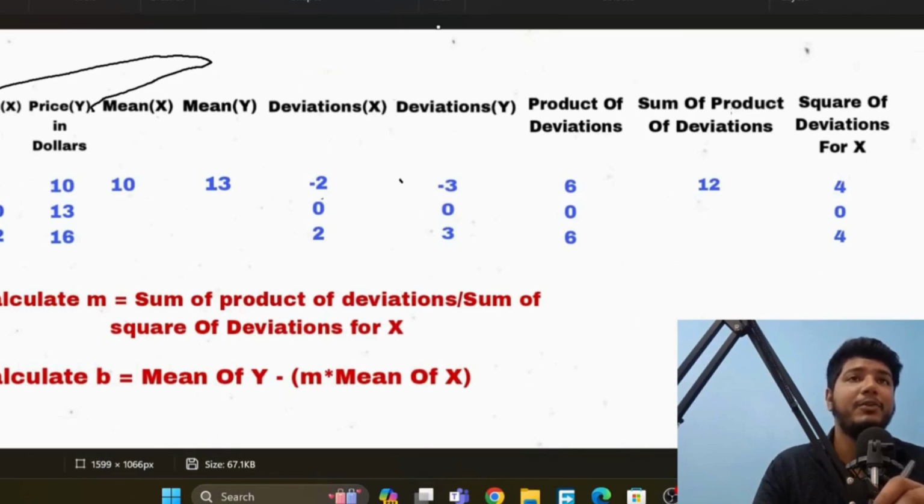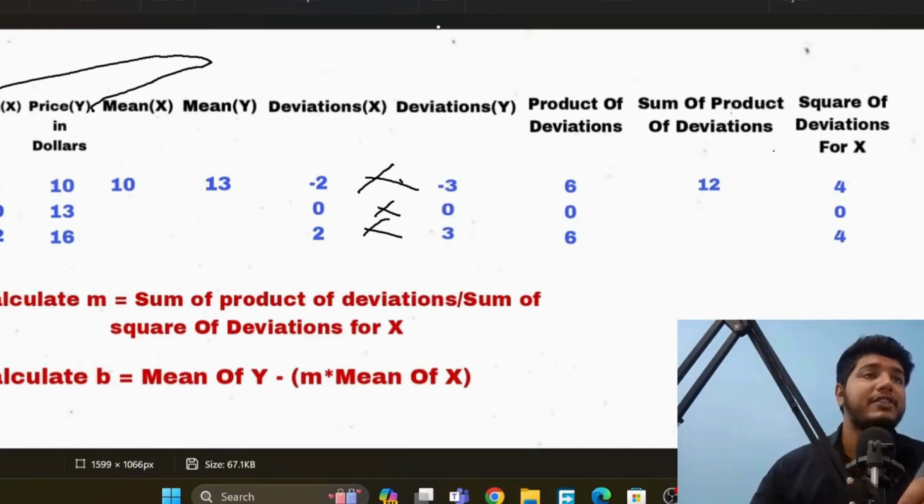And now we will do the product of deviations. We will multiply deviation x and deviation y, like this, all three, and the values we get here are 6, 0, 6. Next we will do the sum of the product of deviations. So we will add it all. The value we get is 12. Next we will do the square of deviation for x. So here what we will do is square the deviation of x.